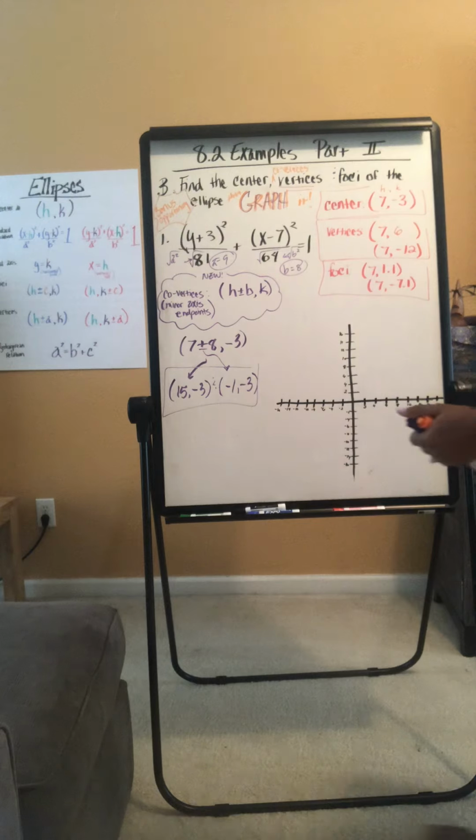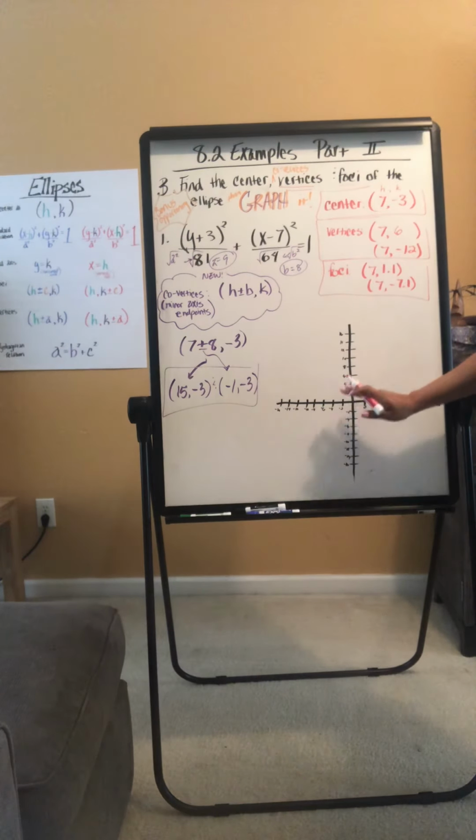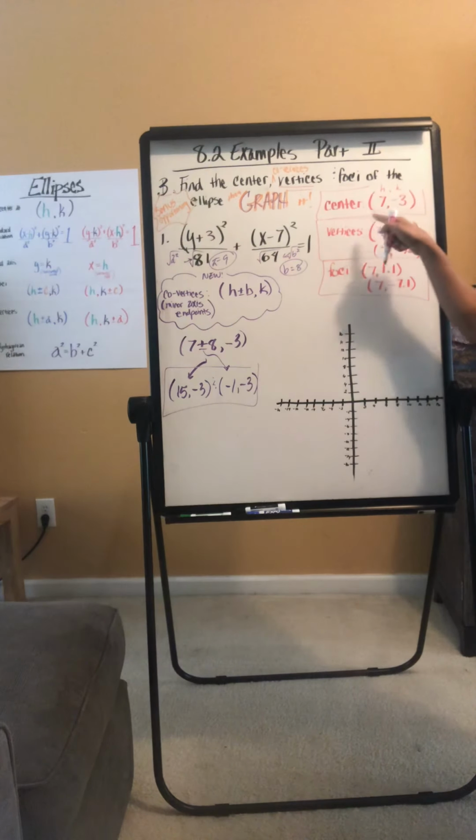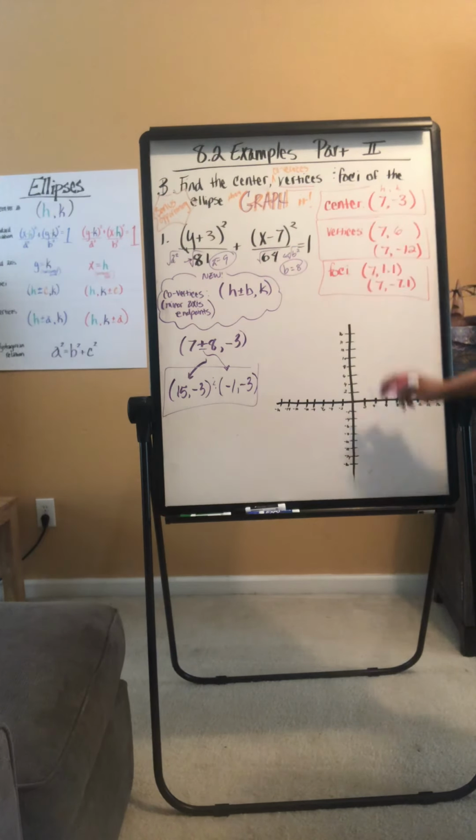Okay, my center is at 7, negative 3. Now I put a graph up here. I'm not perfect. I tried to space it as nicely as possible, but I'm counting by 2s as evenly as possible. So my center is 7, negative 3. So 7 would be in the middle here, and then negative 3 would be in the middle there. So we're at about here-ish. We'll call that the center.